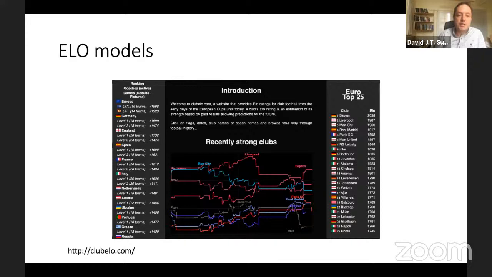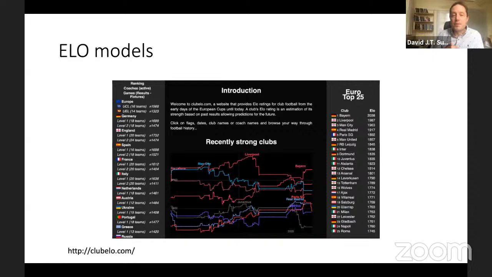The Elo model is a model which was mainly used for chess, when you have head-to-head games between chess players. You get points for a win and you lose points for a loss, but that point exchange depends on the level of your opponents. So if a very good team loses against a very poor team, they give the other team more points than if a good team loses against another very good team. Then they just exchange a small number of points. And there's a nice website, clubelo.com, which uses Elo models to describe football.